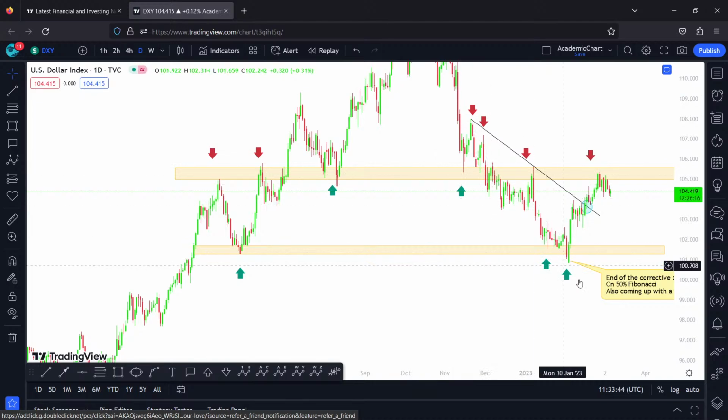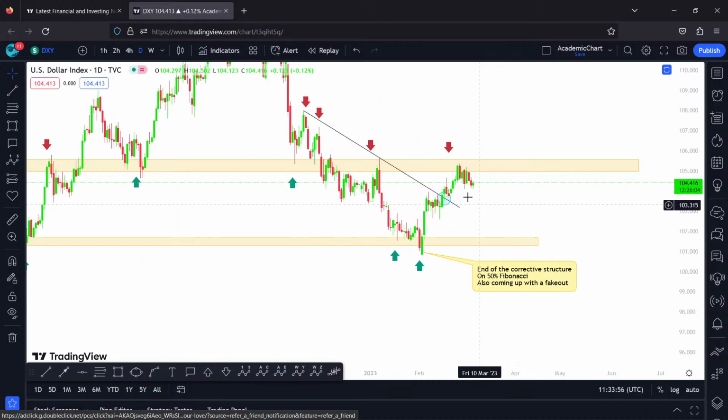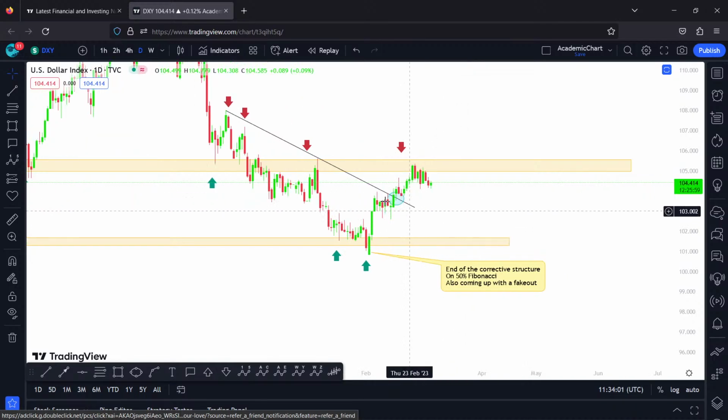Then we had a correction to this 50% support zone. We had this breakout, and we know that this is a reversal. So this is so important for us. And let's continue. Let's just dig into that, because we know it was a reversal.